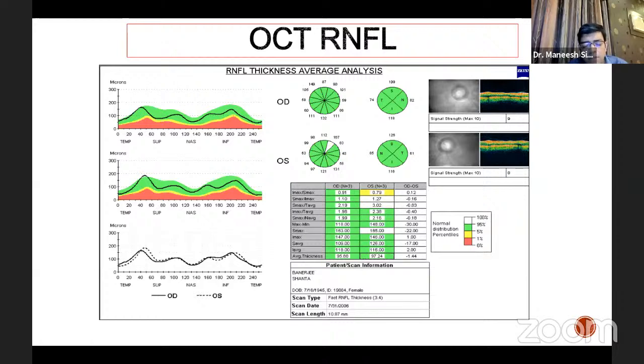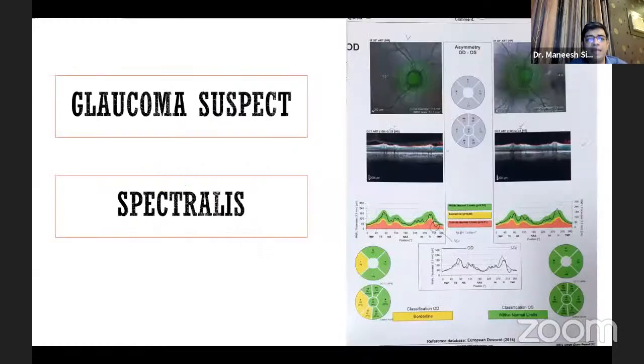So basically what is happening is there is thinning of the RNFL, but in spite of the RNFL thinning, the database shows that it is still within the normative database. So because of that, the machine is showing green. The machine can only show whether the RNFL thickness is normal, borderline, or abnormal. It is not based on that particular patient. It is just based on a normative database.